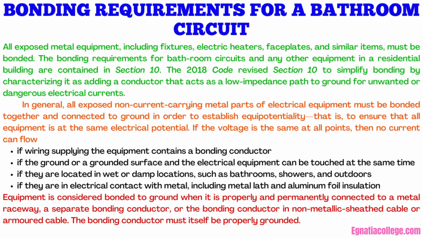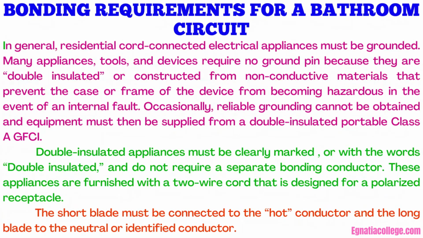Equipment is considered bonded to ground when it is properly and permanently connected to a metal raceway, a separate bonding conductor, or the bonding conductor in non-metallic sheathed cable or armored cable. The bonding conductor must itself be properly grounded. In general, residential cord-connected electrical appliances must be grounded.